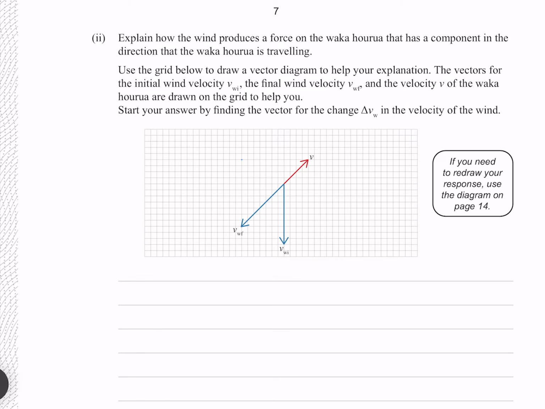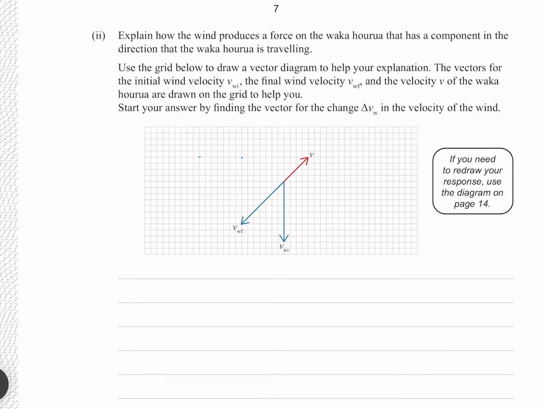So if we start our final here, that goes along 7 squares, and down 7 squares. Now subtracting our initial, which means we add on our initial vector but in the opposite direction, we see that this is 10 squares long. That means that our change in our wind velocity is this vector here. This is the direction of the change in momentum and the force applied to the wind, which means the force on our waka must be in the opposite direction.